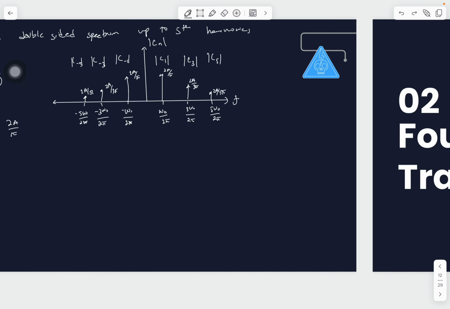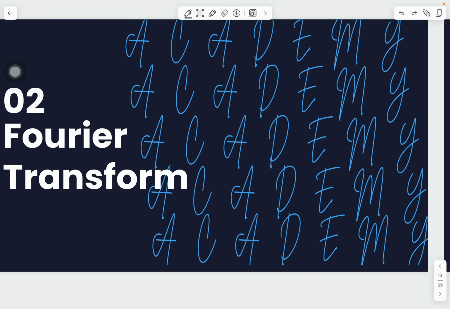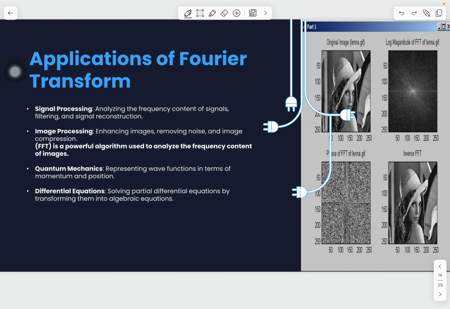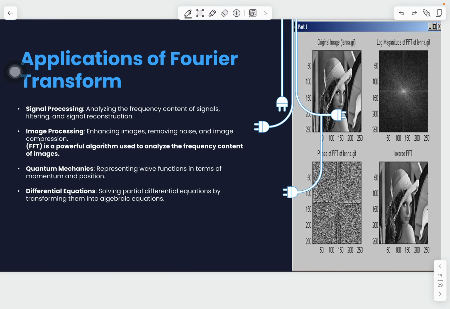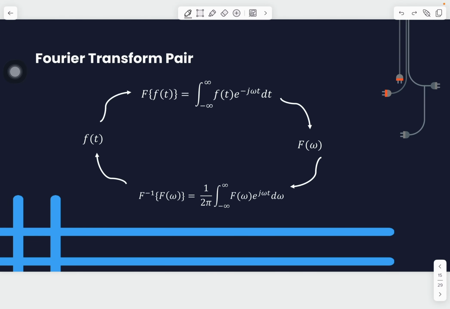So let's move on to the Fourier transform. So these are the applications of the Fourier transform. In the same way as the Fourier series, it's useful for analyzing the frequency content of signals. It makes signal processing easier, image processing, and solving differential equations as well. This is the Fourier transform pair, and it's for converting between the frequency domain and time domain.